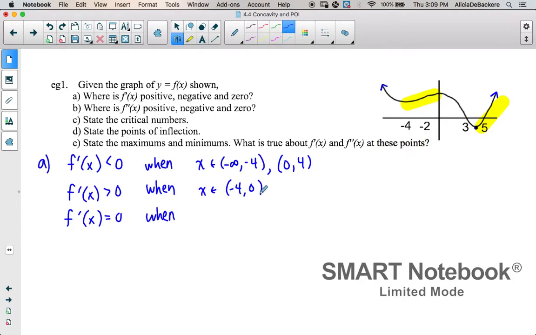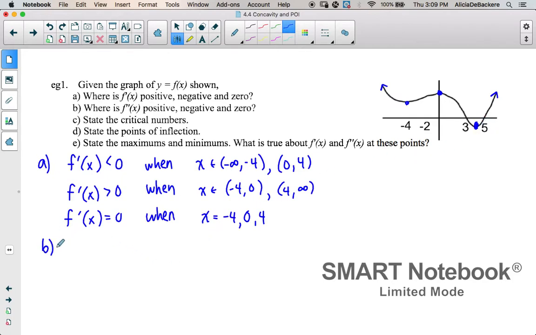And again, I'm listing the x values here. I don't care how high it goes. I'm interested in the x values. And then finally, where is the first derivative equal to 0? So that's going to be where the flat points are on the graph. I see that at 3 different points. I see a flat point when x is -4, 0, and +4, right here, here, and here.